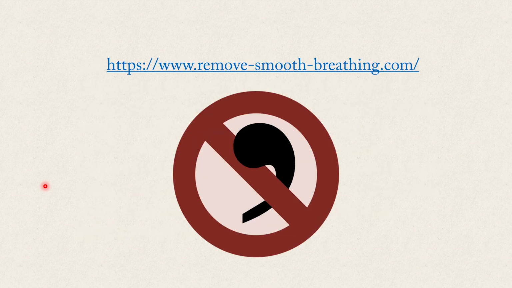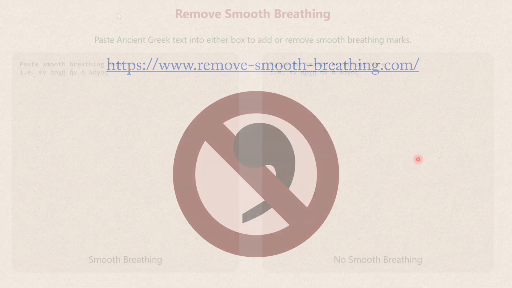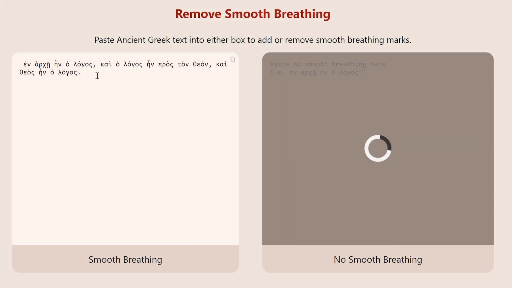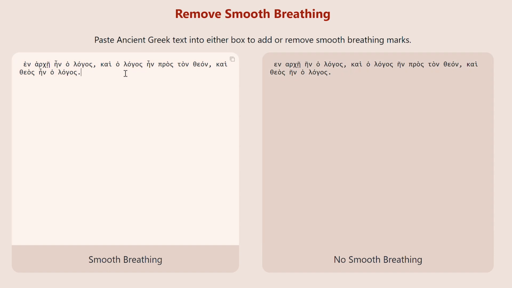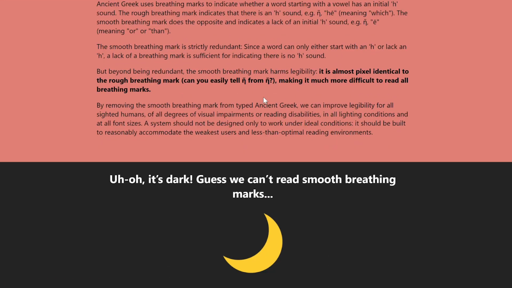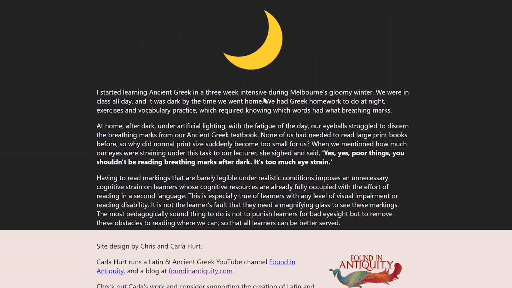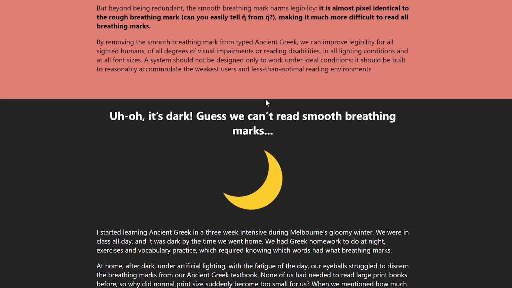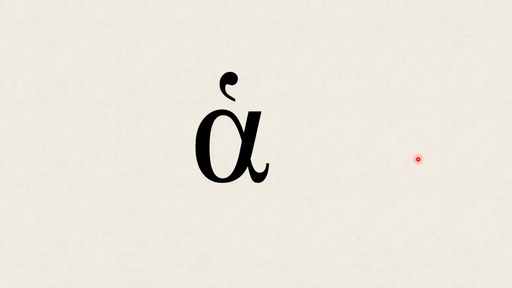If you either agree or disagree with my practice of removing the smooth breathing mark, I've made a web app called removesmoothbreathing.com with hyphens that allows you to either remove or add back in smooth breathing marks with no loss of information either way. In any case, for the sake of learning them right now, let's practice recognizing the difference. I'll start by contrasting rough breathings with no marks, and then rough breathings with smooth breathings.